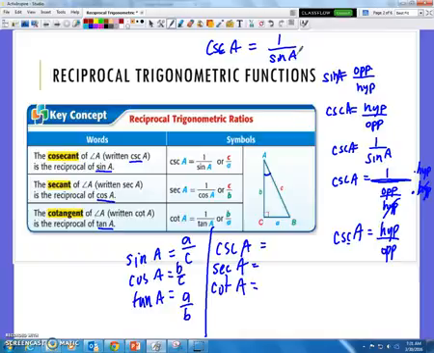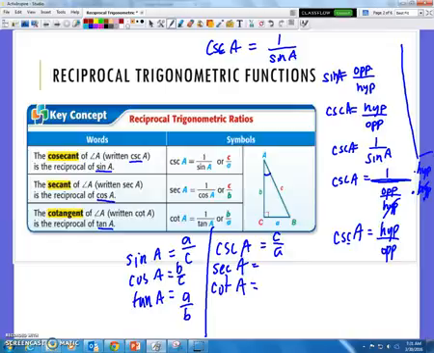Because sine and cosecant are reciprocals, if I know the sine is A over C, I know the cosecant would be C over A. It's just a matter of the reciprocal. That's all it is. It's a reciprocal trigonometric function. This is the algebra behind it right here. So if you forget which one's the reciprocal, you can always figure that out.